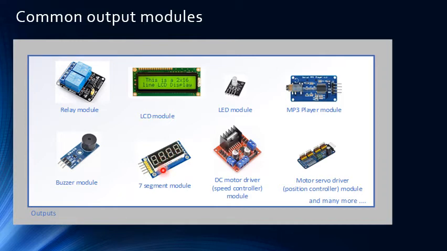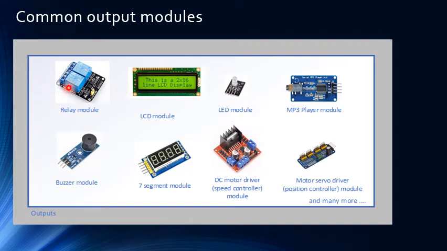If you want to control motors, then you have to connect the microcontroller to the DC motor driver. This is for controlling the speed of rotation of the motor. If you want to control the position of the motor, then you need the servo motor, and then you need a different driver like this. So these are the very common modules. Lots of projects can be done by just using these output modules.